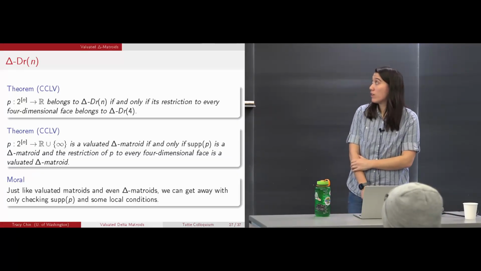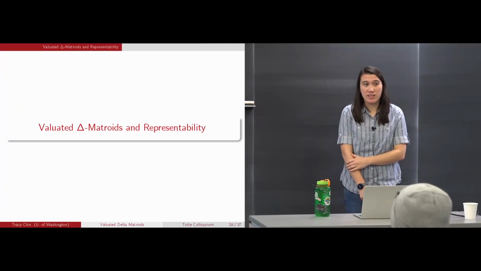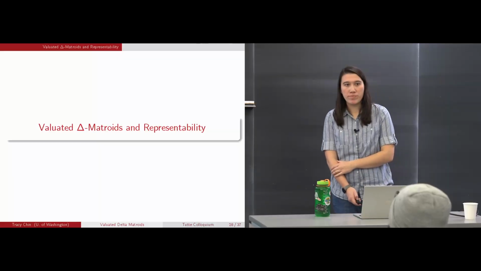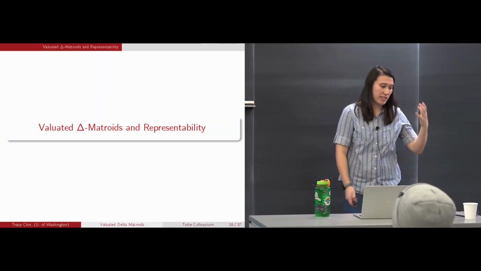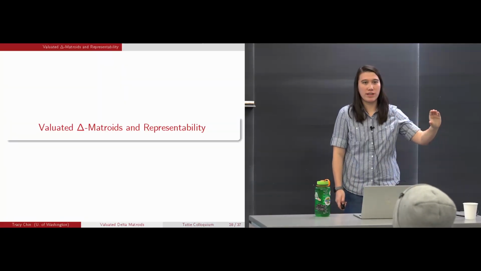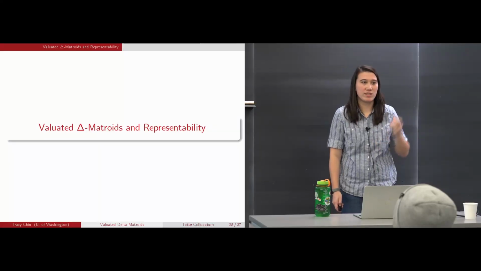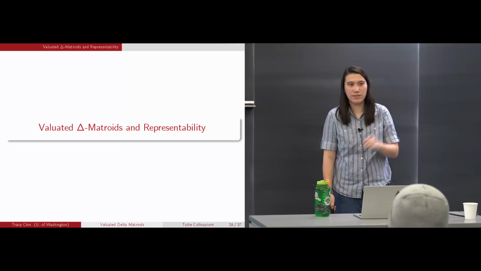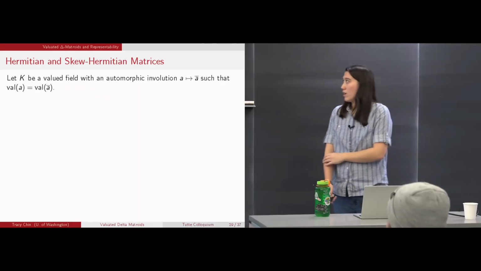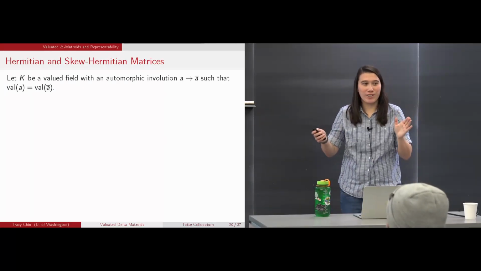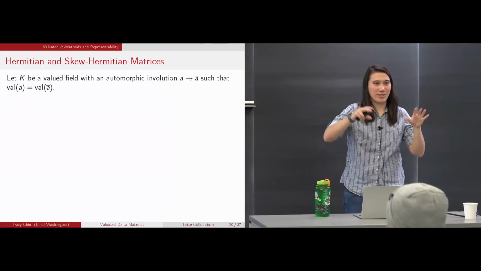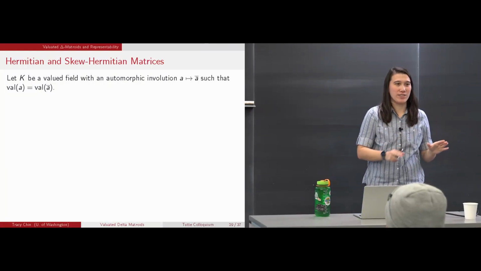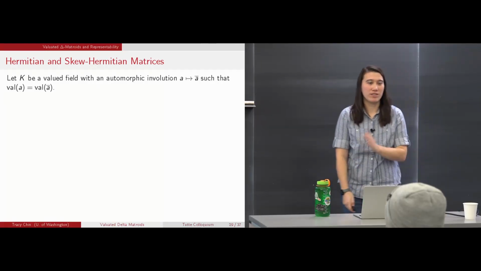So the last thing I want to talk about is how this ties in with this notion of representability that we've seen. We saw before that if I take a Grassmannian over a valued field, I get valuated matroids. If I take a skew symmetric matrix over a valued field, I get valuated even delta matroids. And so basically, spoiler alert, if I take a symmetric, it's a wider class than that, some sort of matrix over a valued field, I'm going to get a valuated delta matroid, not necessarily even.